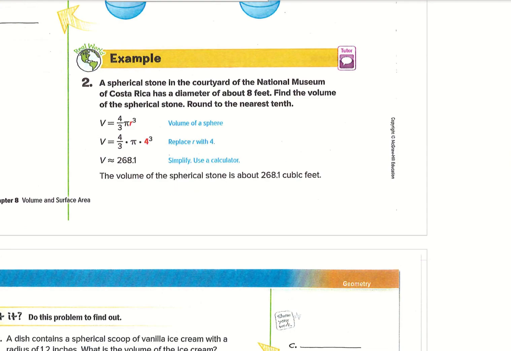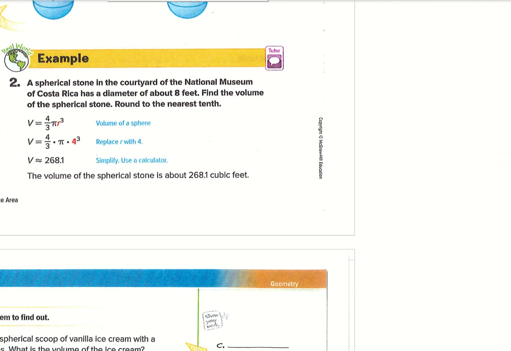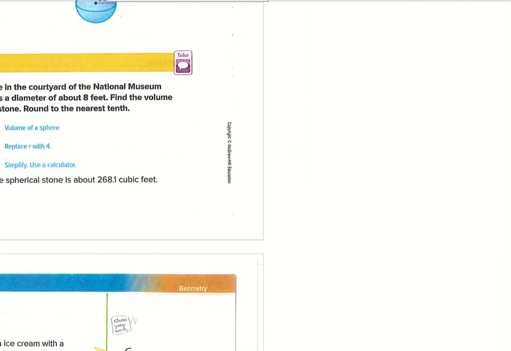Let's look at example 2 here. It's just a real-world example of how we would use a sphere. It says a spherical stone in the courtyard of the National Museum of Costa Rica has a diameter of about 8 feet. Find the volume of the spherical stone, round to the nearest tenth. Once again, I'm going to start with my formula. We have V equals 4/3 times pi r to the third.